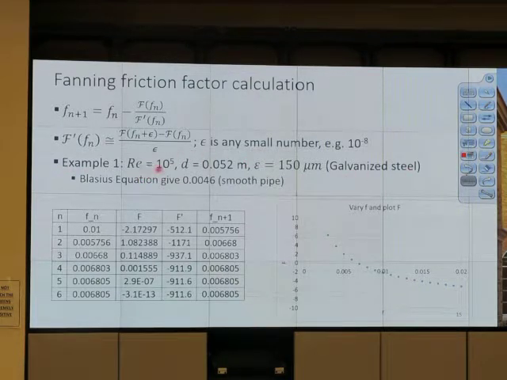I put Reynolds number 10 to the power 5, diameter of 2 inch, 0.052, epsilon 150 micrometer. This is galvanized steel.